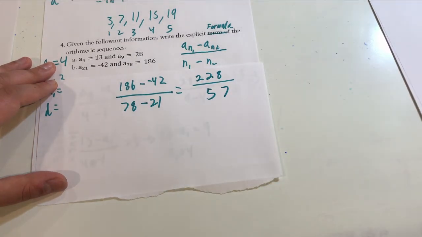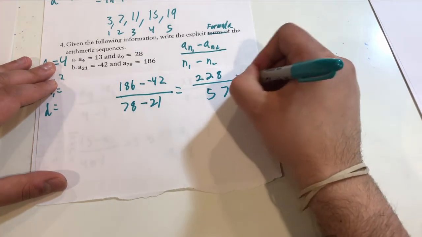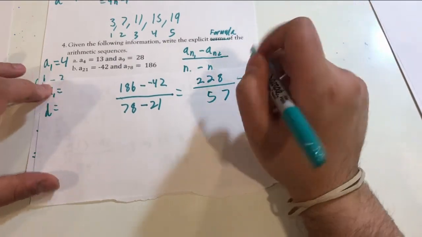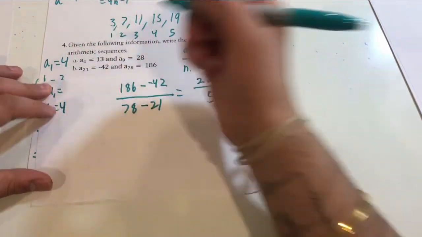I really hope I picked numbers that make sense. Oh, sweet. It simplifies to 4. I thought I'd have to deal with decimals, but I don't. It's great. So my common difference is 4.